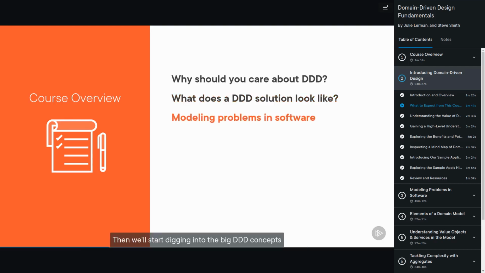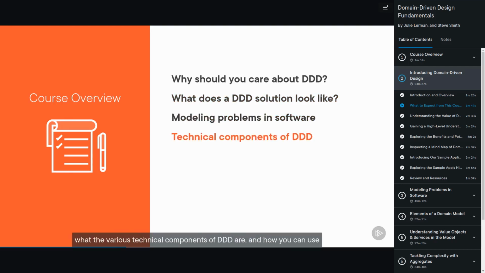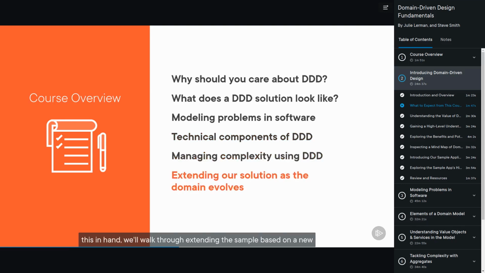Then we'll start digging into the big DDD concepts like modeling problems of the domain, what the various technical components of DDD are, and how you can use DDD to manage complex projects. Throughout the course, we'll use the existing solution so you can see how some of this process works. With this in hand, we'll walk through extending the sample based on a new request from the client.